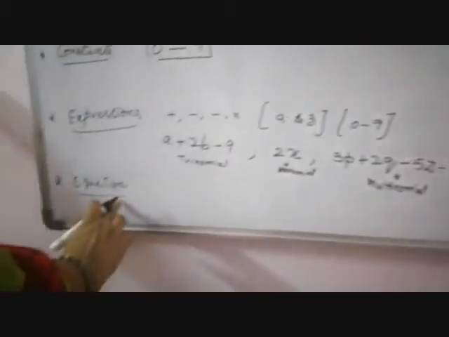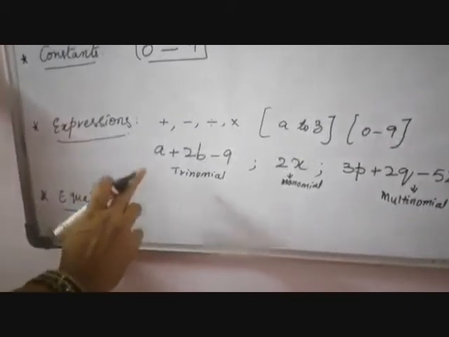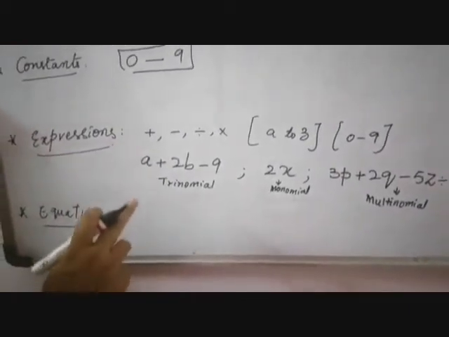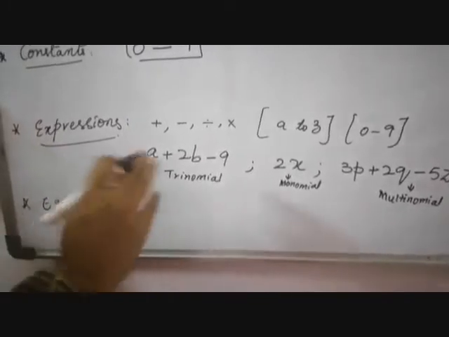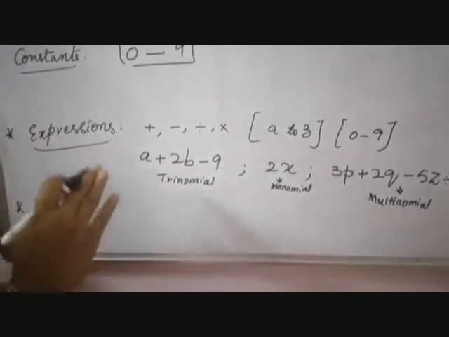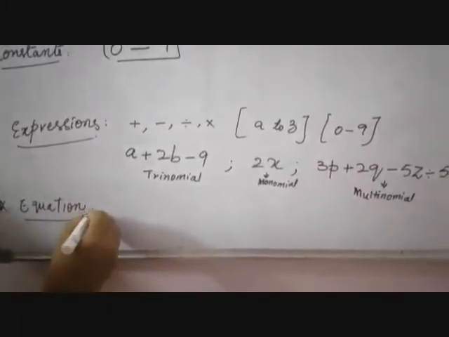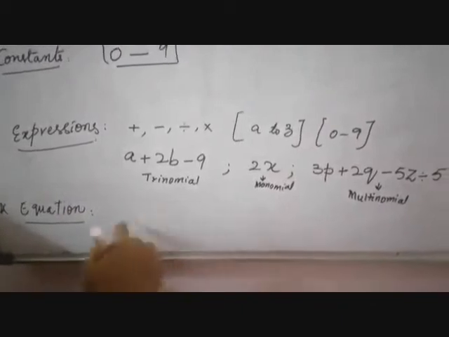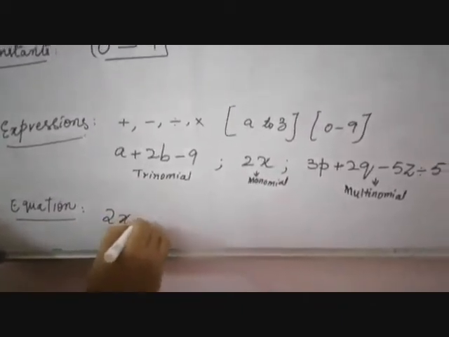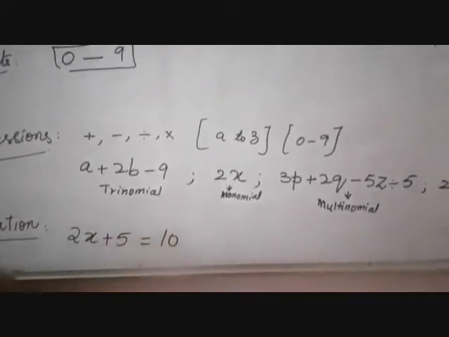Now last, come to the equation. What is an equation? An equation is a statement that asserts the equality of 2 expressions. An equation has 2 sides, LHS and RHS. What is an equation first of all? An equation is a statement that asserts the equality of 2 expressions. In between 2 expressions, we have an equality sign, like 2x plus 5 is equal to 10.